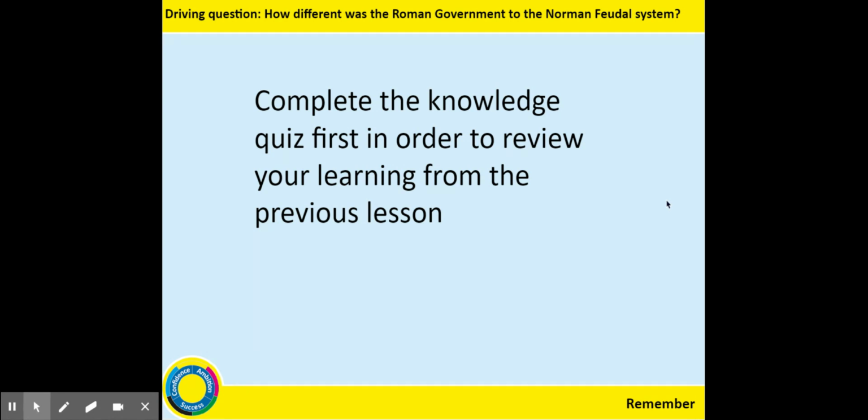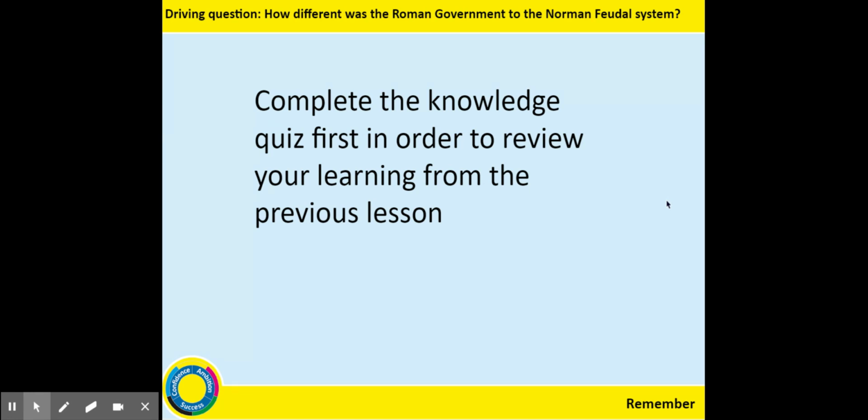Last lesson, we compared how the Romans and the Normans invaded Britain. This lesson, we're looking at the similarities and the differences on how the Romans and the Normans were governed. Today's driving question is, how different was the Roman government to the Norman feudal system?